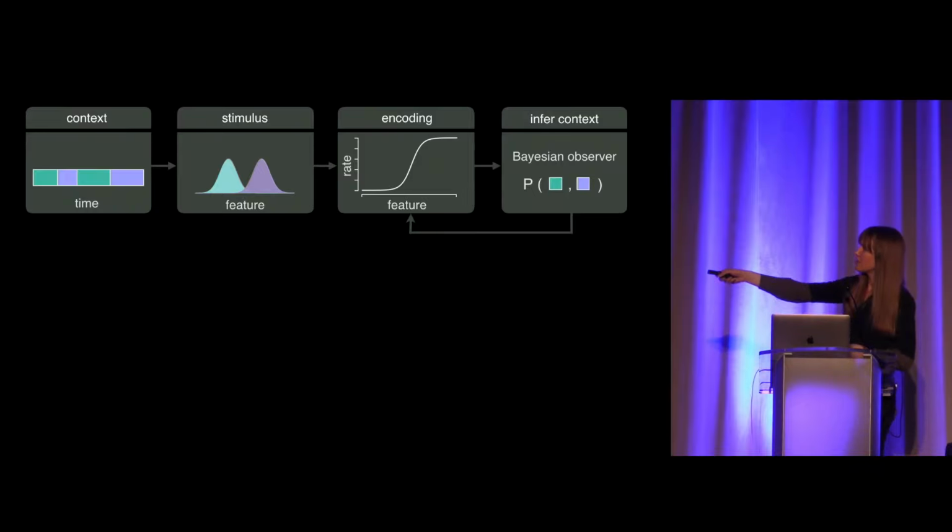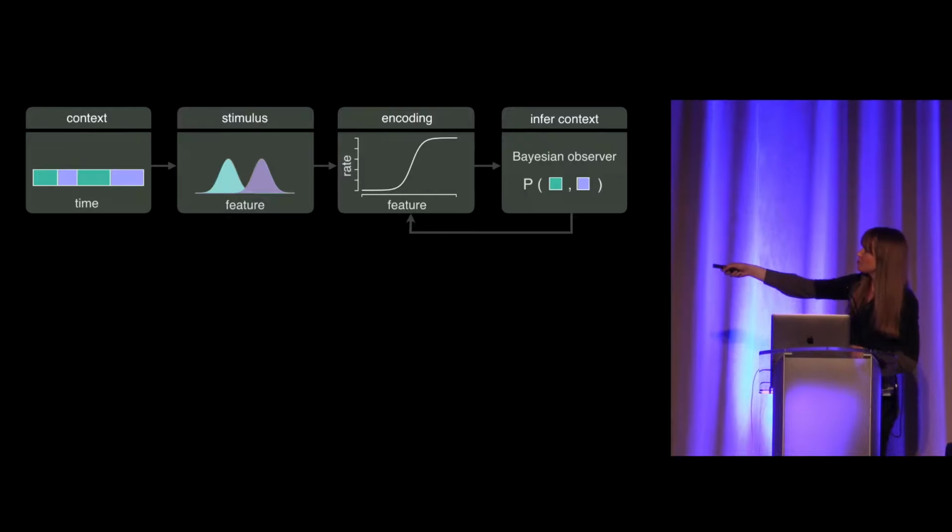So we're going to consider a very simple setting in which the context can change between the forest and the field, or between green and turquoise. And we're going to simplify this distribution of stimulus features here and assume that in one context, the distribution of features is Gaussian with a low mean, and in the other context, the distribution of stimulus features is Gaussian with a high mean.